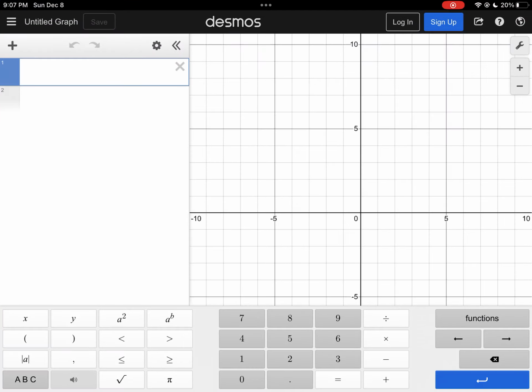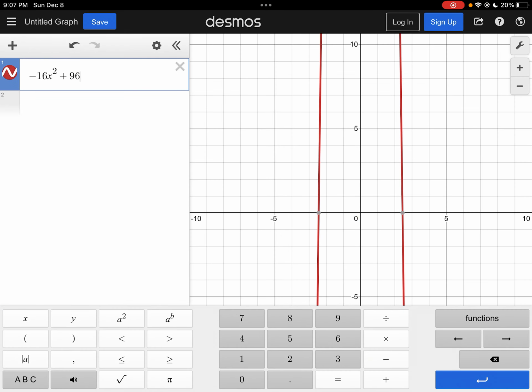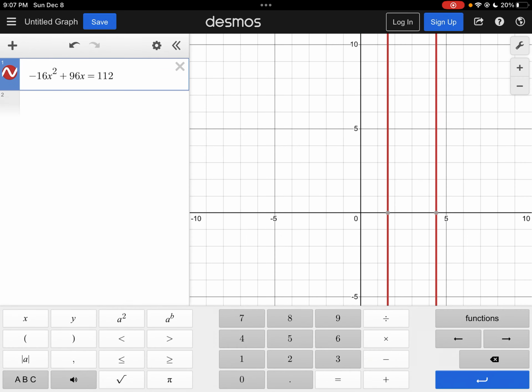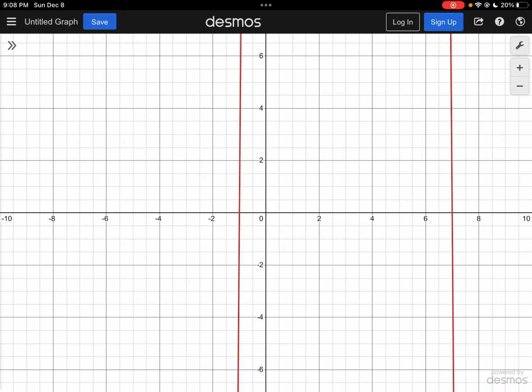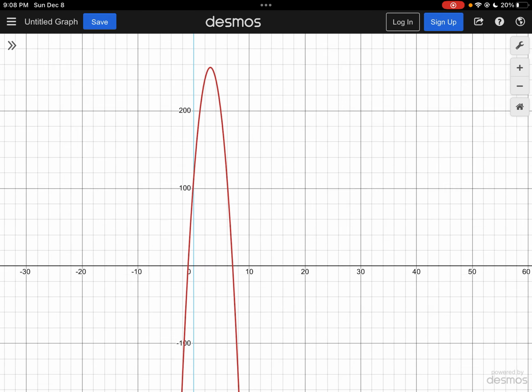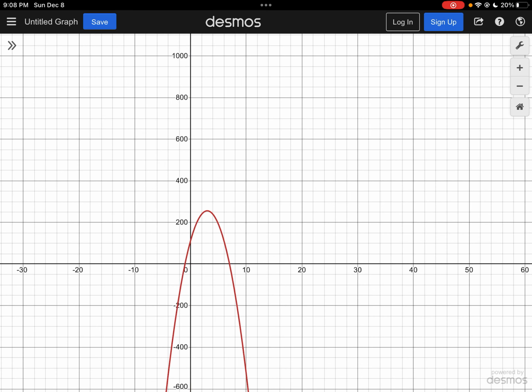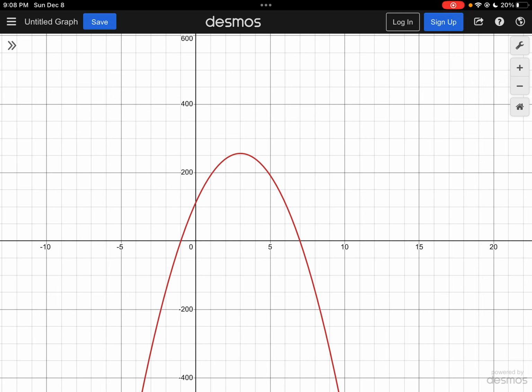So what we could do is we could just graph it. So you'll have Desmos on the test. Just negative 16x squared. I think it was plus or minus 96. It's plus 96. Then plus 112. So there's our function. And it might look a little weird because it's a little zoomed out. But if you just adjust it, then here we have a nice, easy to view graph.